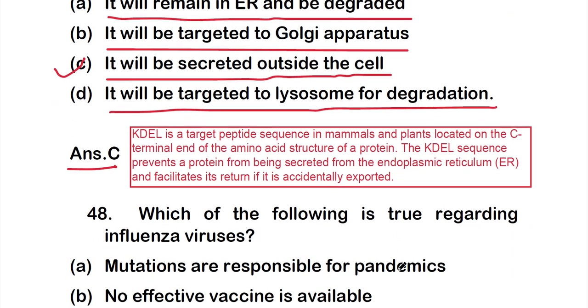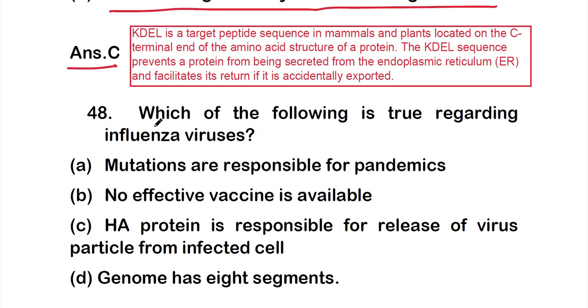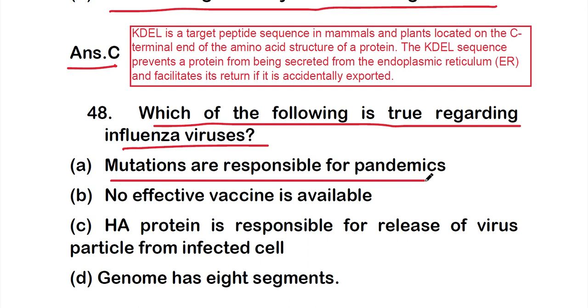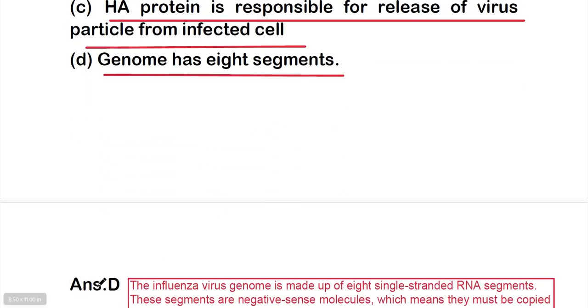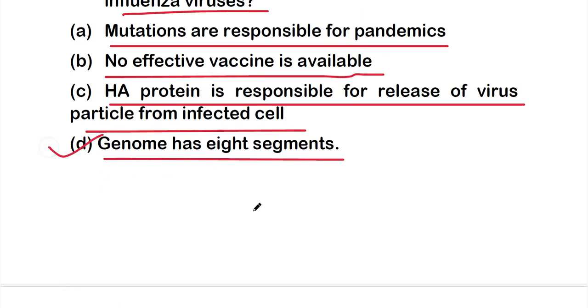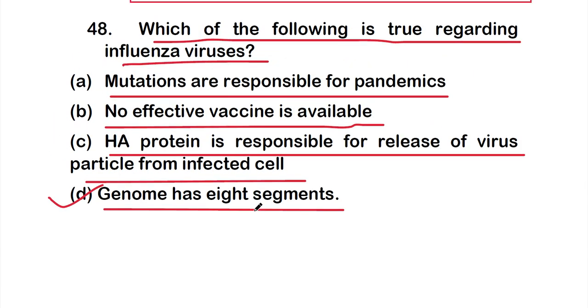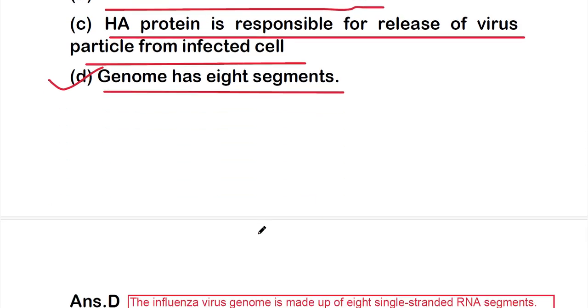Okay. So next is question number 48. Which of the following is true regarding influenza viruses? Option A, mutations are responsible for pandemics; option B, no effective vaccine is available; option C, HA protein is responsible for release of virus particles from infected cell; or option D, genome has 8 segments. So which one is correct about influenza virus? The correct one is option D, that is, the genome has 8 segments.